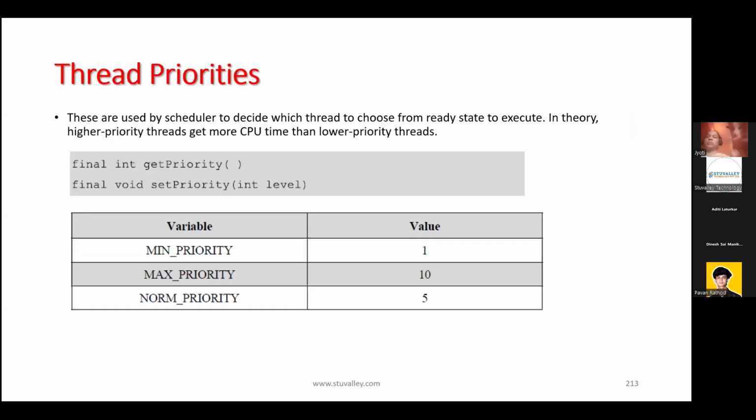Now, thread priorities are used by the thread scheduler, which is responsible for execution of the threads. So the thread scheduler decides which thread to choose from the ready state to execute. In theory, higher priority threads get more CPU time than lower priority threads. Based on the priorities we assign, or other scenarios, other things also get taken into consideration by the thread scheduler for executing threads.